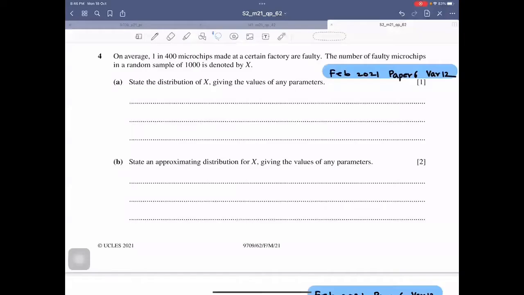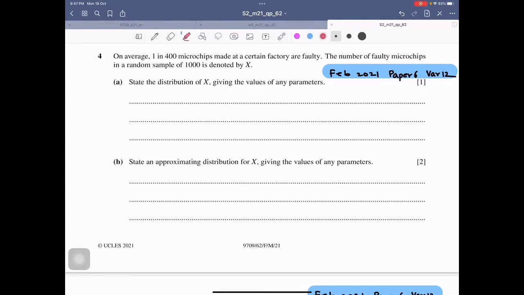Let's look at question number 4 from the February 2021 S2 paper. The question says, on average, 1 in 400 microchips made at a certain factory are faulty. The number of faulty microchips in a random sample of 1000 is denoted by X. State the distribution of X, giving the values of any parameters. State an approximating distribution for X, giving the values of any parameter.